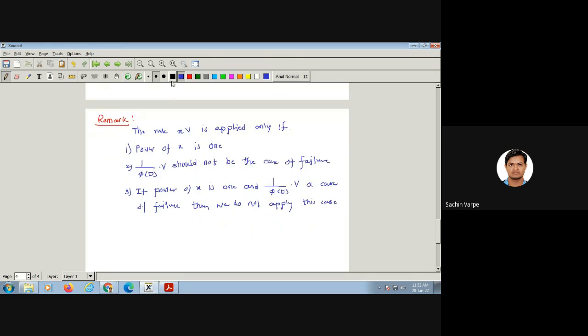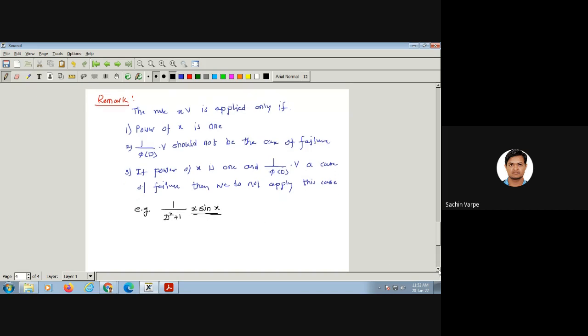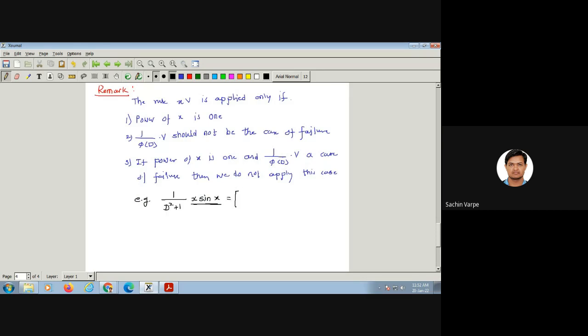ठीक है, for example, 1 upon d square plus 1 that is operated on x sin x. So you can see here this is of the form x into v, isn't it, where v is sin x. So if I apply the formula here directly, what it will be? x minus phi dash. What is phi dash? 2d upon phi of d, d square plus 1, and that is operated on 1 upon phi of d into v, which is sin x.